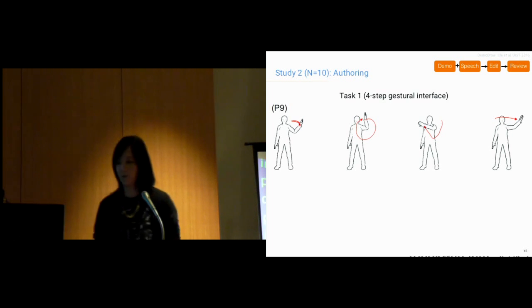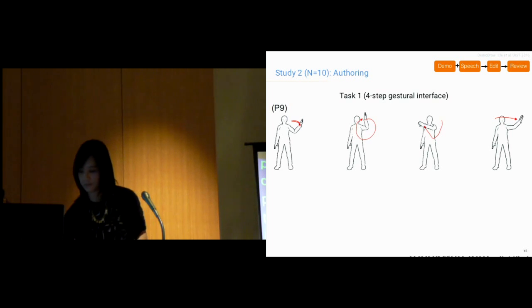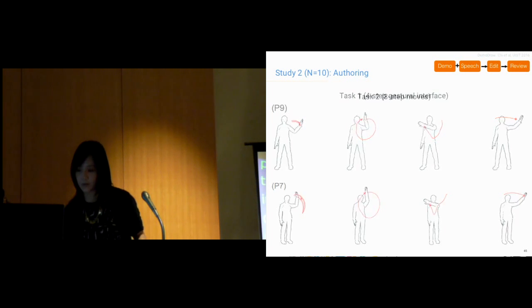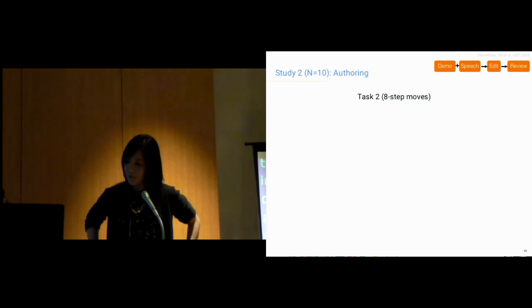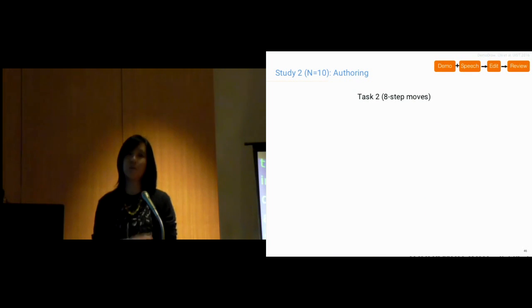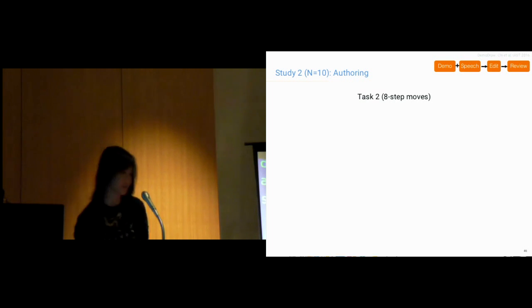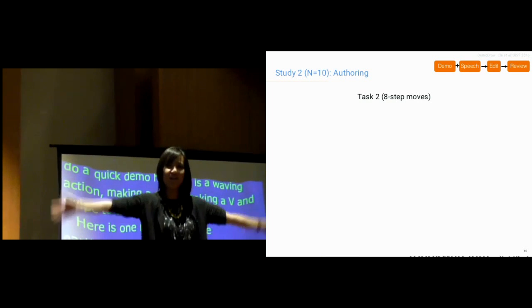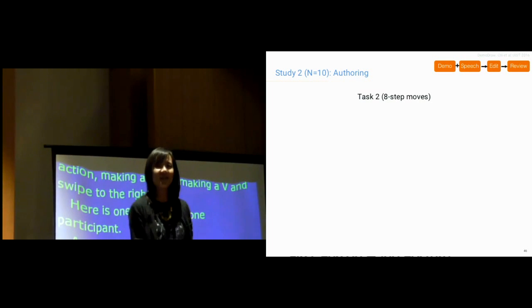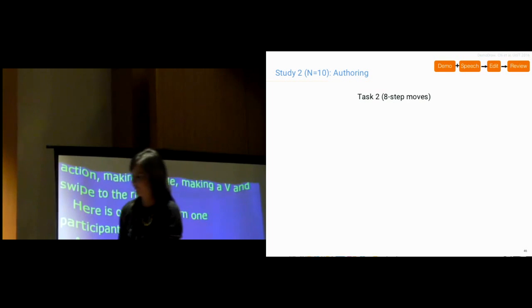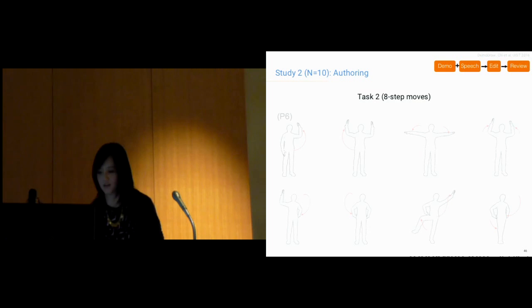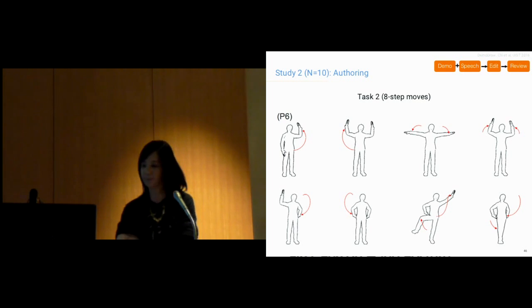And here's one result from one participant, and another result from a different participant. And for task 2, experimenters show eight moves involving more than just one joint. Again, I'm going to do a quick demo. Let me quickly walk here. So it will go 1, 2, 3, 4, 5, 6, 7, 8. And we can see just by doing the demonstration, our system can generate figures like this.